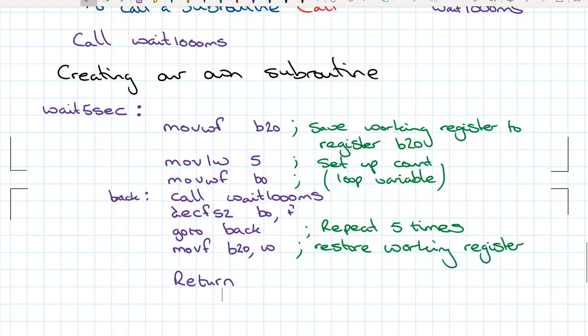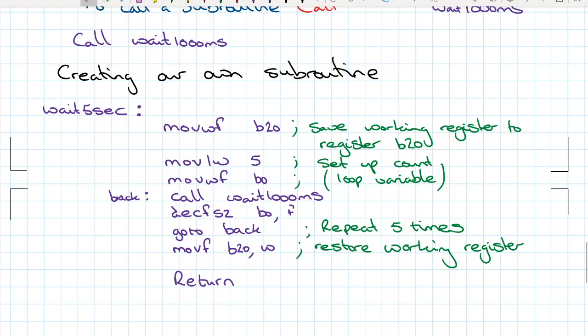So in our program, all we have to do is use the command call, and what we're calling is wait 5 seconds, and when we do that, the microcontroller will come along, execute these lines of code, and then once it's finished these lines of code to give us our 5-second delay, it will then return back to where we left off. So nice and easy.